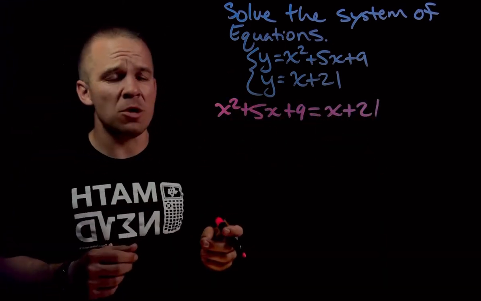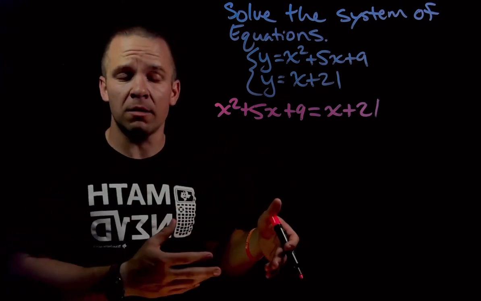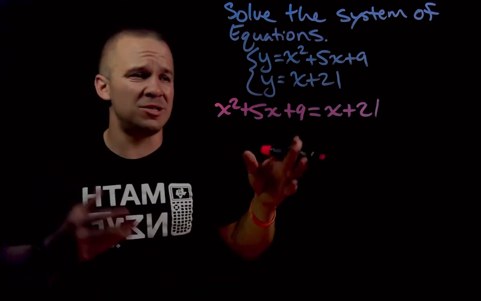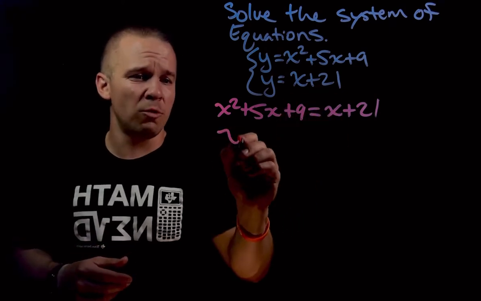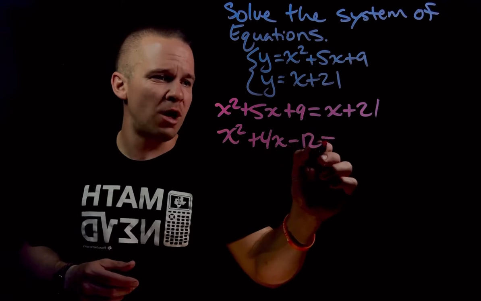Now that I have these two sides equal, how do I go about solving a quadratic equation? Well, unless I'm completing the square, I'm going to set this equal to 0. Let's do that. Subtract x, subtract 21. I got x squared plus 4x minus 12 equals 0.